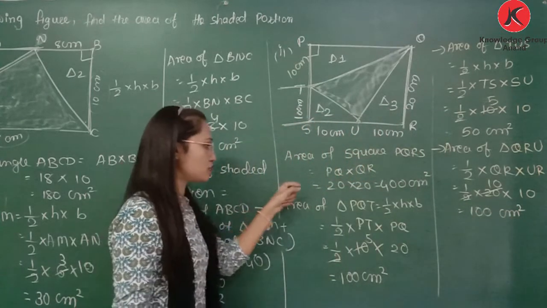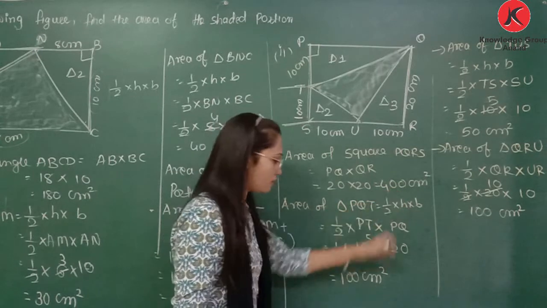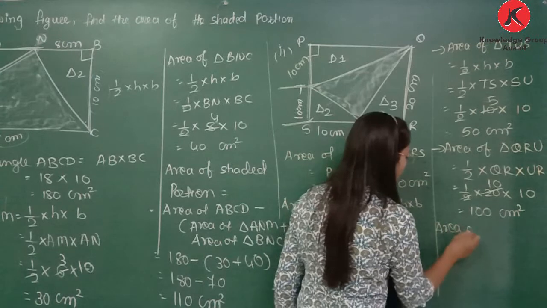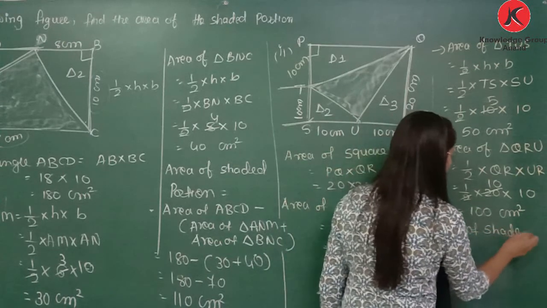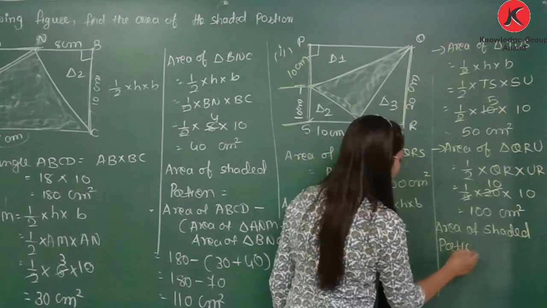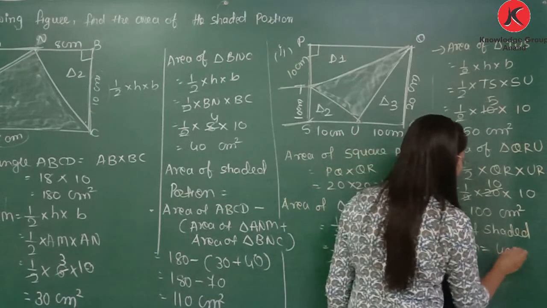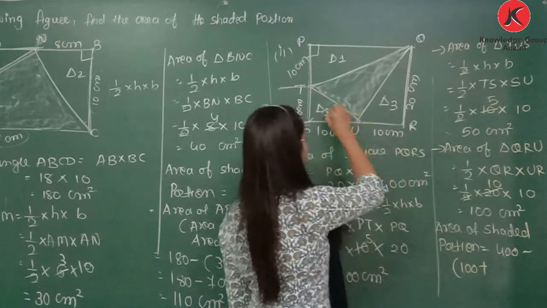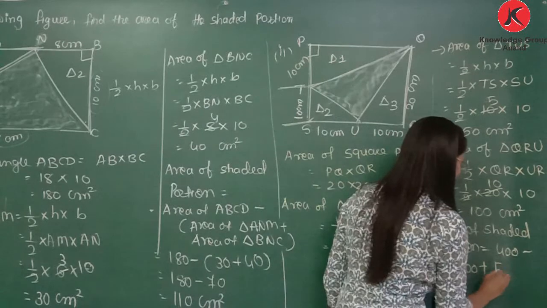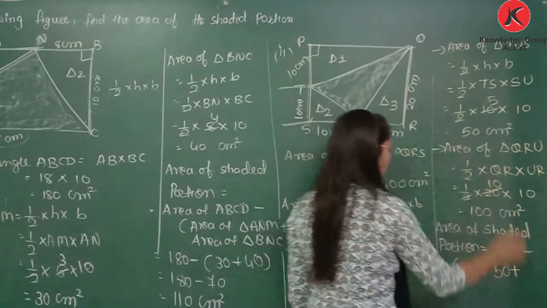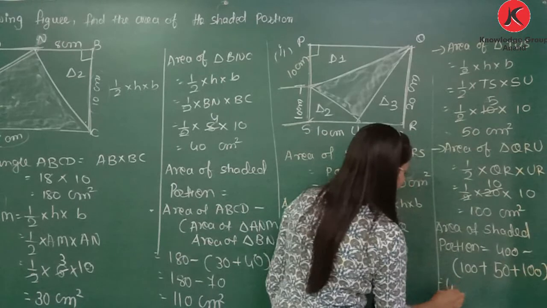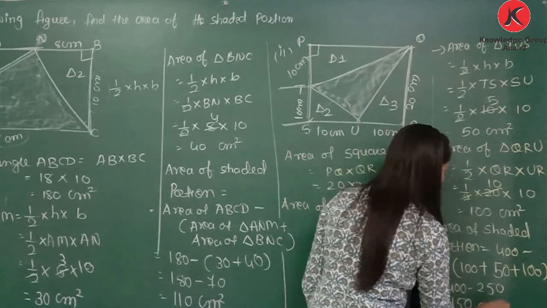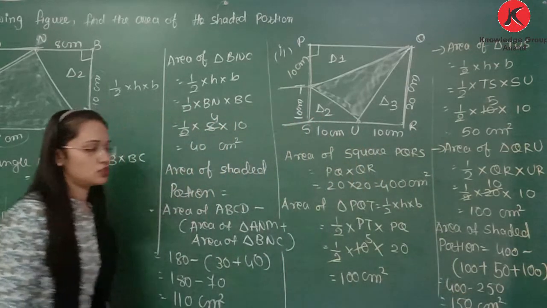Now area of shaded portion. So from 400, that is the total area, we need to subtract 100, 50, 100. So area of shaded portion is equal to 400, that is the total area of the square, minus 100, that is the area of this triangle, 50 that is the area of triangle 2, and 100 that is the area of the third triangle. So 400 minus 250. So that is 150 centimeter square area of the shaded region.